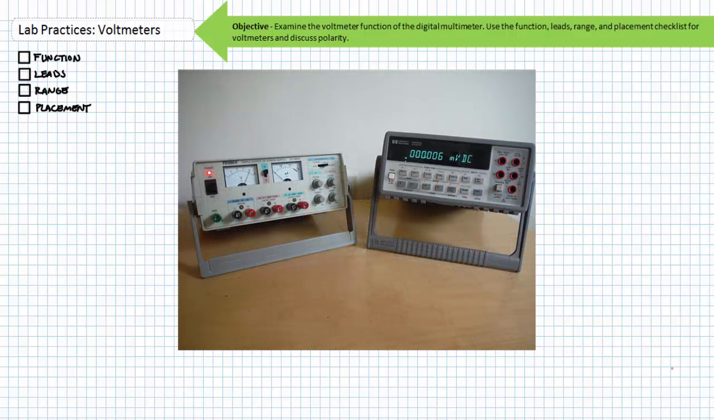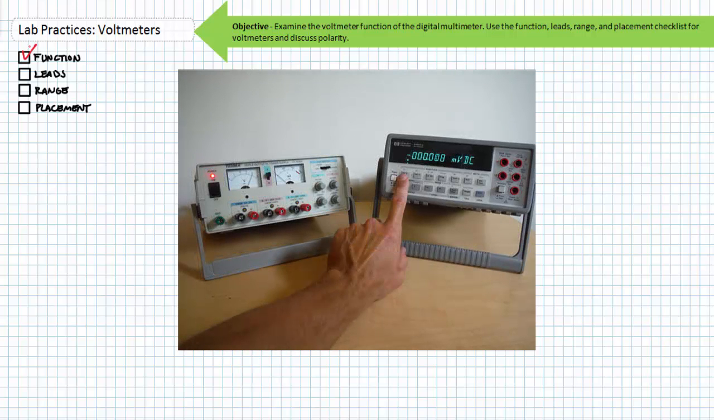Finally, we'll take a look at the HP 34401A in voltmeter mode. Function. We'll place it in the DC voltmeter mode by pressing the function button identified by a DC V. Notice this meter spells it out for you and doesn't use a V with a straight line over it.